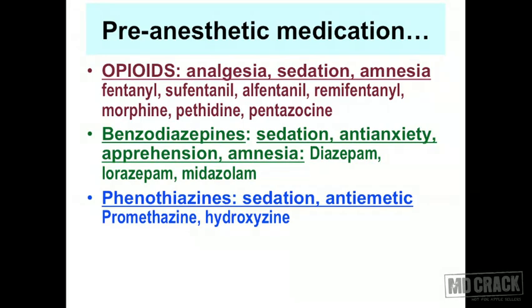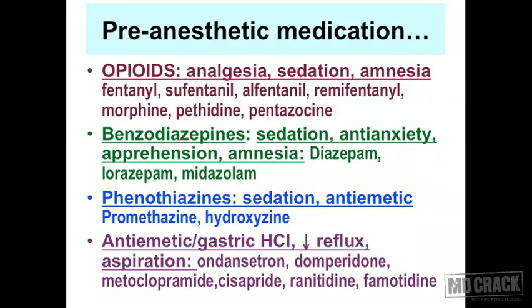Phenothiazines are the antiemetic agents, but they produce a good sedative effect, and a very prominent agent in this group is called promethazine as well as hydroxyzine, extremely useful to prevent the perioperative vomiting. Lastly, you have antiemetic agents which decrease the gastric hydrochloric acid, decrease the reflux, and prevent the aspiration. You have ondansetron, domperidone, metoclopramide, cisapride, and the H2 blockers in the form of ranitidine and famotidine.